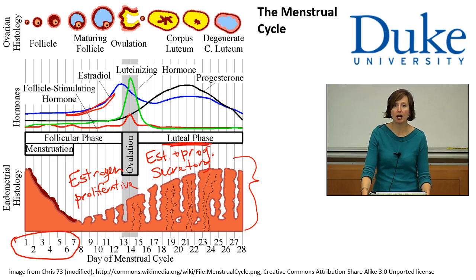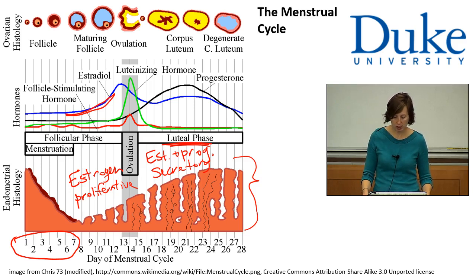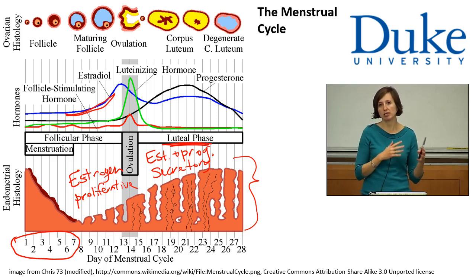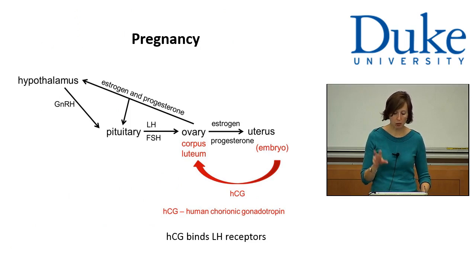So that will continue until, if there is no pregnancy, the degeneration of the corpus luteum and sloughing off and menstruation all over again. So you can see how the hypothalamus and pituitary are controlling the ovary, and the ovary is what is controlling the uterus and determining what phase it's in. So what happens if we do have a pregnancy?